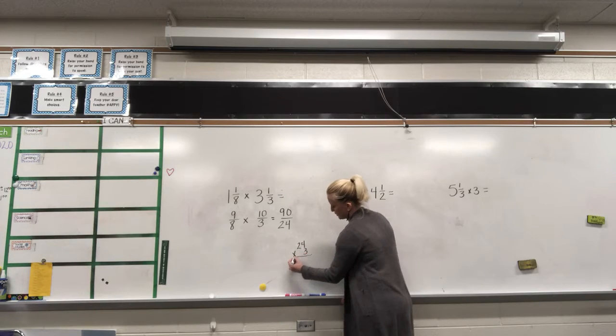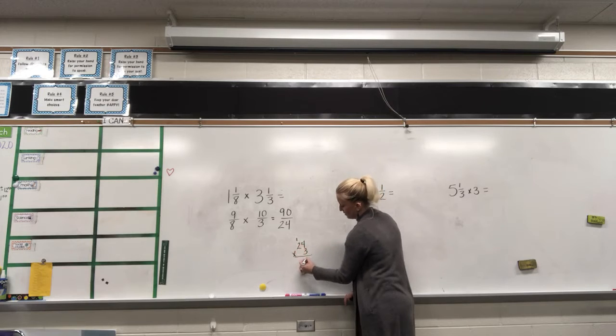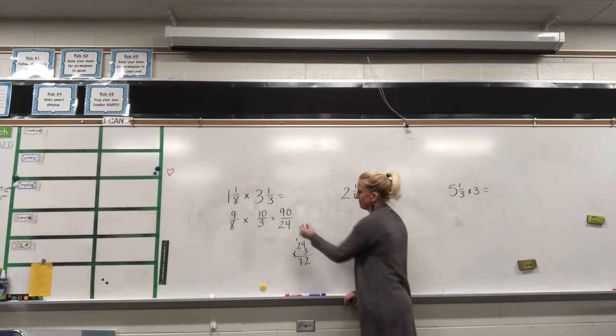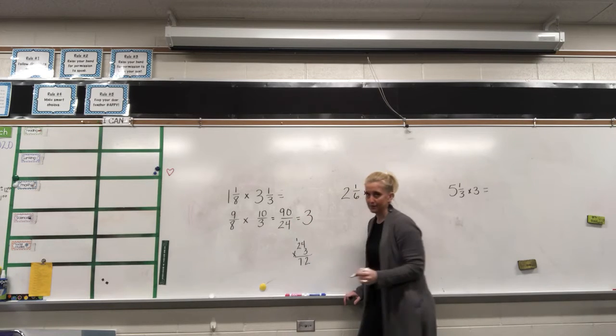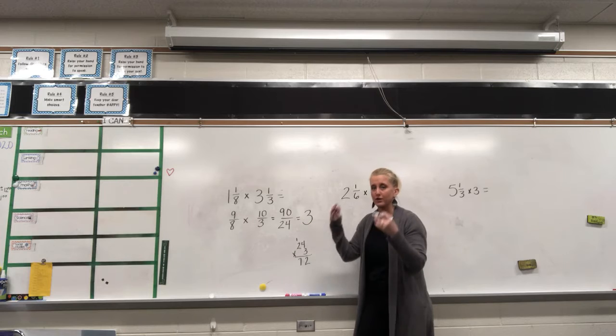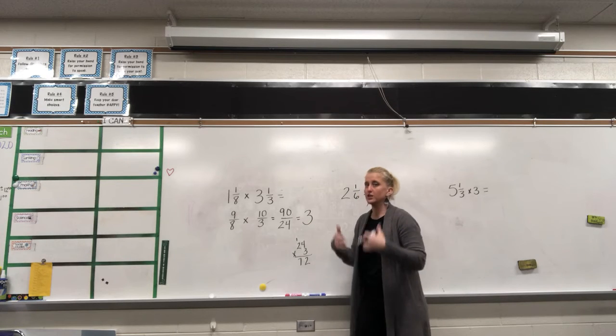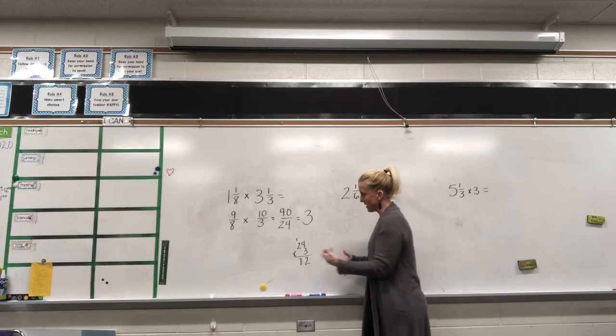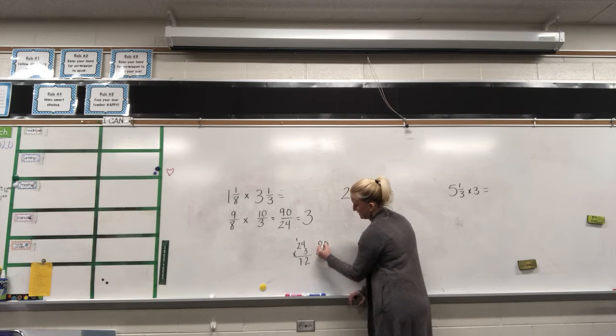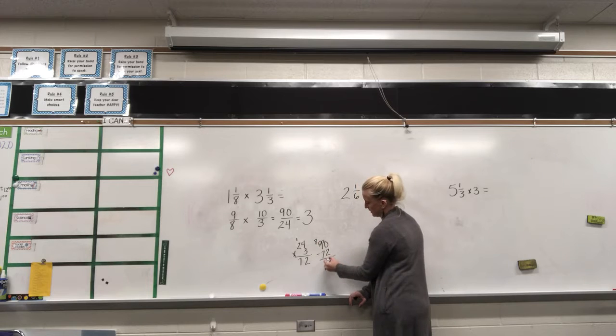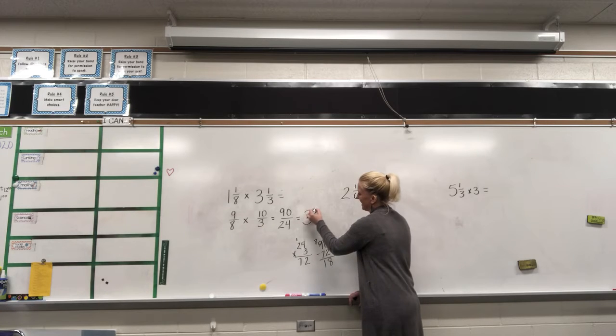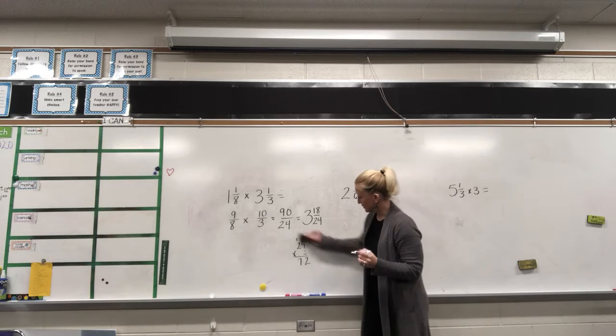So 24 times 3. 3 times 4 is 12. 3 times 2 is 6 plus 1 more. So that means it fits in 3 whole times. So I can take away 24 24ths, 24 24ths, 24 24ths. And if I do that, I'm going to have 90 take away 72 left over. So when I do my subtraction here, 10 take away 2 is 8, 8 take away 7 is 1. I'm going to have 18 24ths left over. Okay, so there's a great answer.